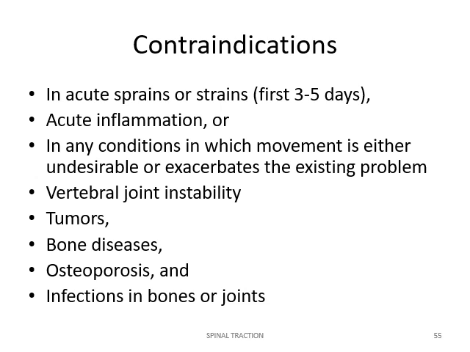Traction, except as a light mobilization, is contraindicated in acute sprains or strains in the initial 3 to 5 days, acute inflammation, or in any conditions in which movement is either undesirable or exacerbates the existing problem. In case of vertebral joint instability, traction may perpetuate the instability or cause further strain. Certainly, the serious problems associated with tumors, bone diseases, osteoporosis, and infections in bones or joints are also contraindications.